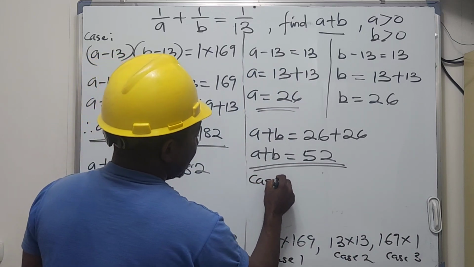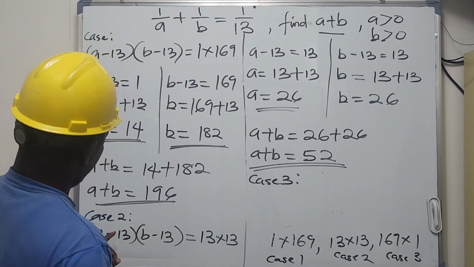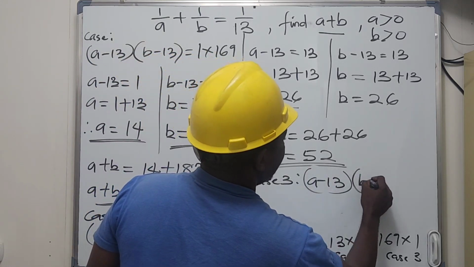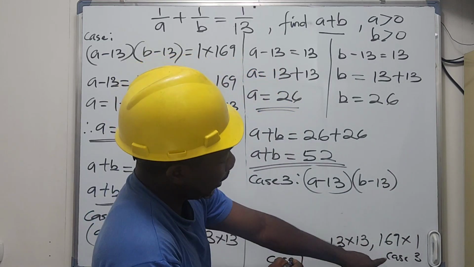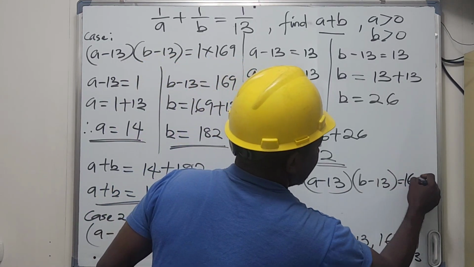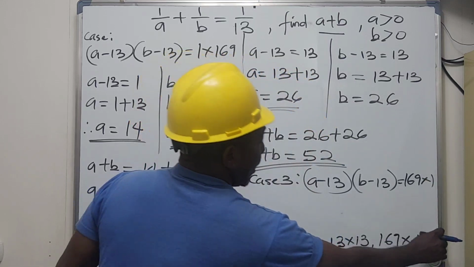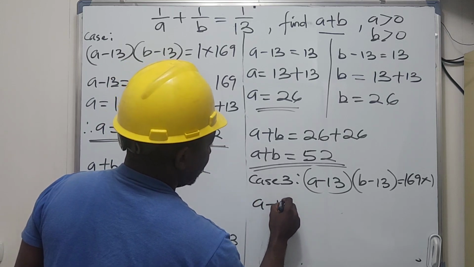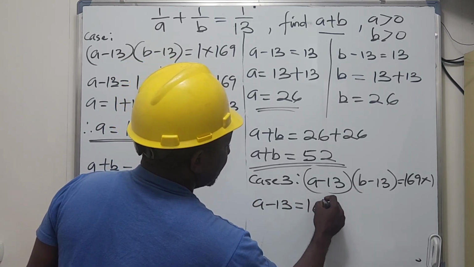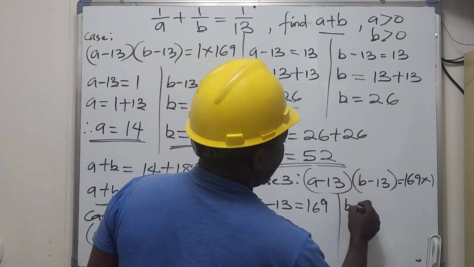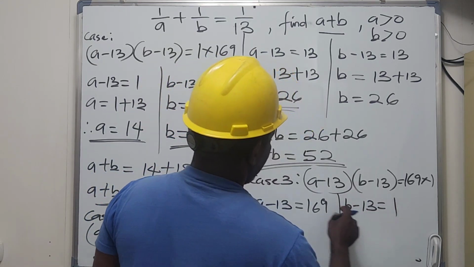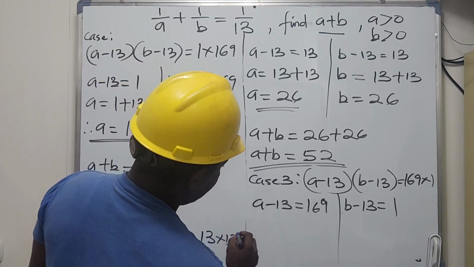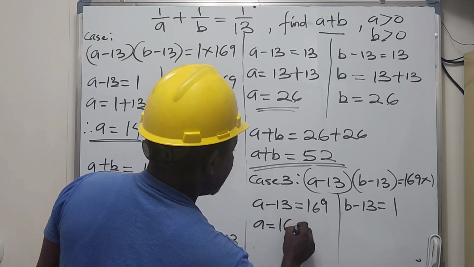So we are going to look at case 3, from our equation where a minus 13 into b minus 13 equals, for the third case, 169 times 1. So in this case, the first parenthesis, a minus 13, equals 169. On the other side, we have b minus 13 equals 1. For us to find the value of a from this equation, we make a the subject of this expression, we have a equals 169.